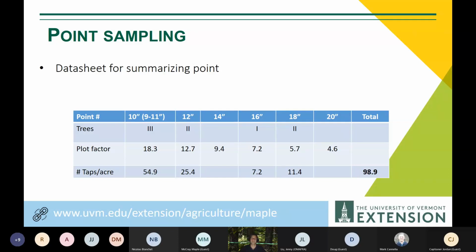Developing something consistent, a data sheet that will work for you, is important. Make sure that whoever is doing this work has thought through what stands they're going to do, how many points they're going to do, how they're going to navigate to those points.